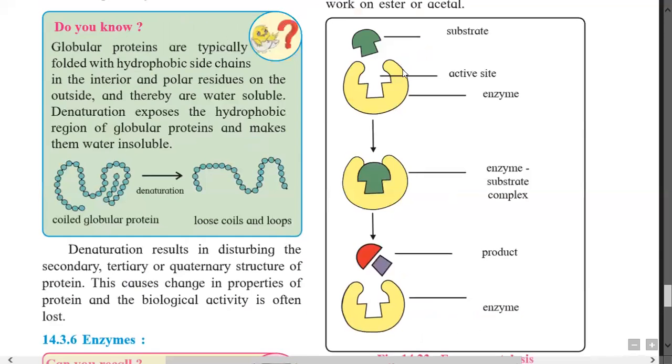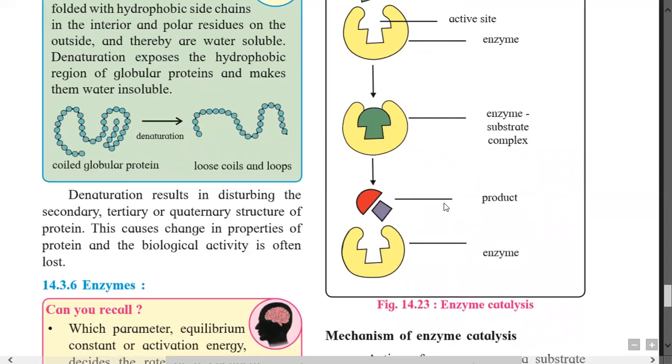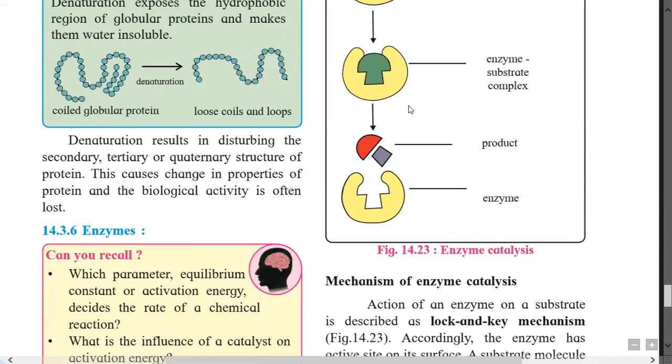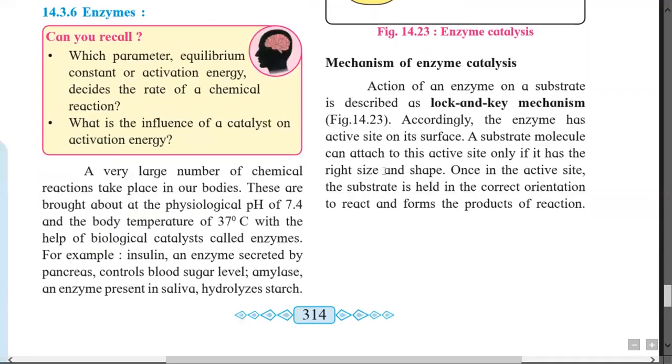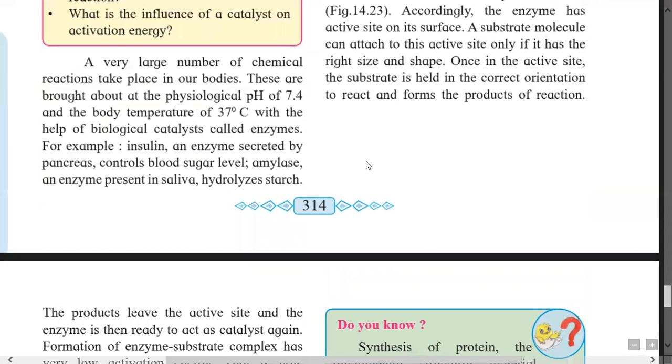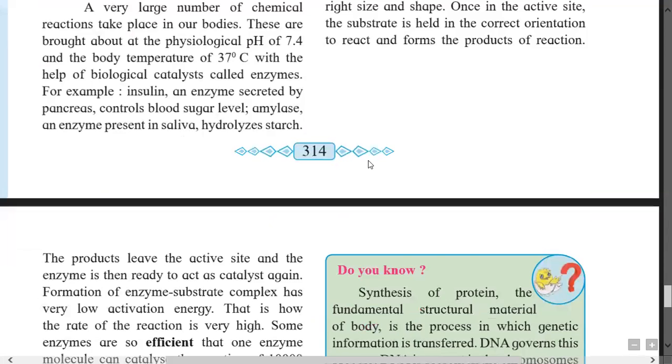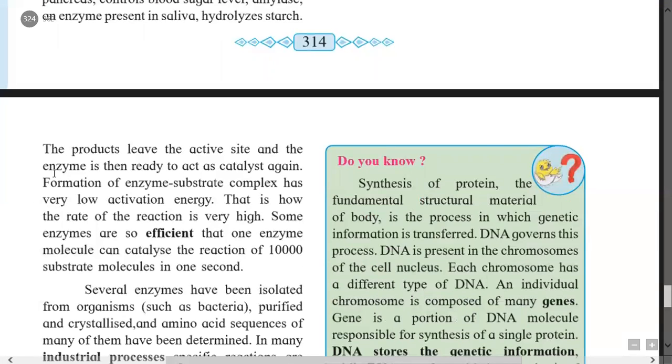When this substrate binds with the enzyme through this active site, a complex is formed. This is called an enzyme substrate complex. When the reaction takes place, the product is formed, and again the product is separated from the enzyme active site. So this enzyme is again ready to act as a catalyst for the next reactant, the next substrate.